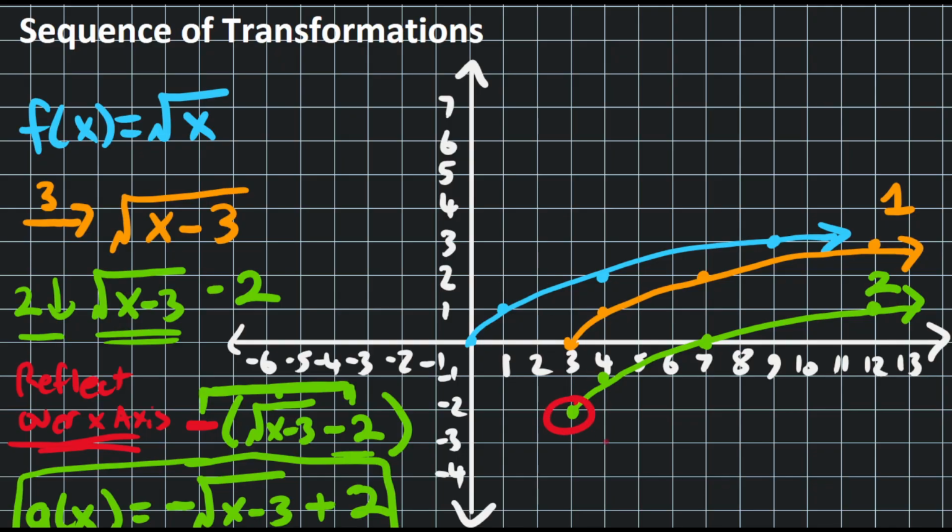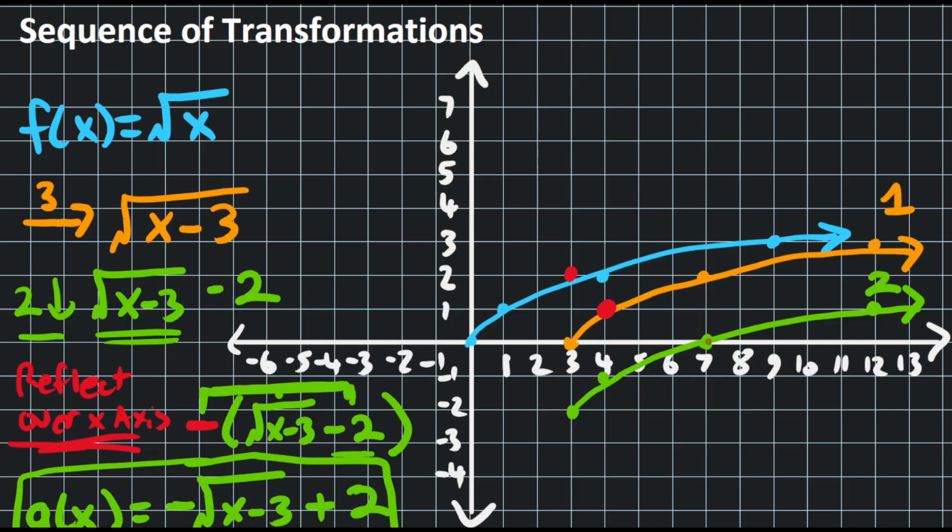Well, let's start with this first point. So what is this point? This point right here is 3 comma negative 2. All you're going to do to reflect it over the x-axis is change the sign of the y-coordinate. So this becomes 3 comma 2, which is here. And then we're going to do that for every point. So we're going to flip the sign of the y-coordinate. So this is 4 comma negative 1 right here. 4 comma negative 1 will become 4 comma 1.